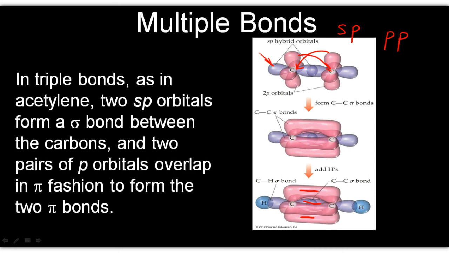Now, I'm not sure it mentions it over here on the side or not, but just a point to make is the strongest bond between them is the head-to-head, or the sigma bond. The pi bonds are weaker than the sigma bonds. So just a point to make.